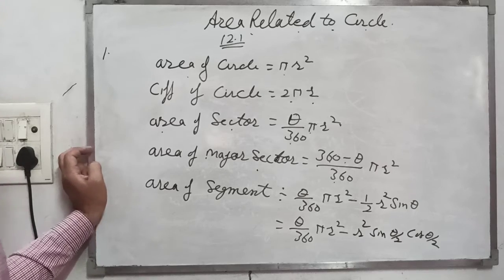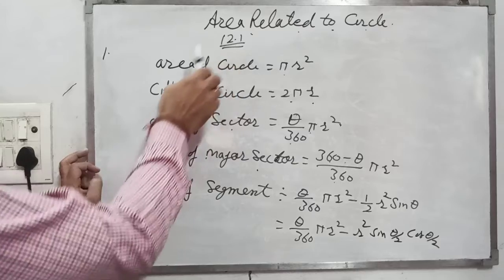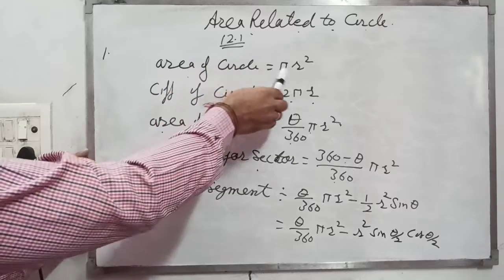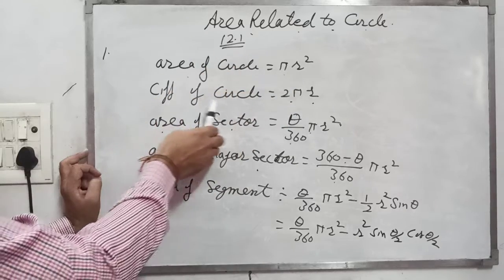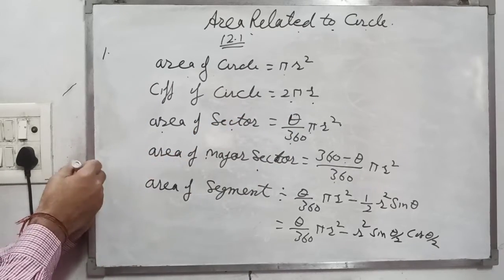Hello students, today we start the new topic, that is the area related to circle. Exercise 12.1. The area of the circle is pi r square. Circumference of the circle is 2 pi r, and area of the sector.